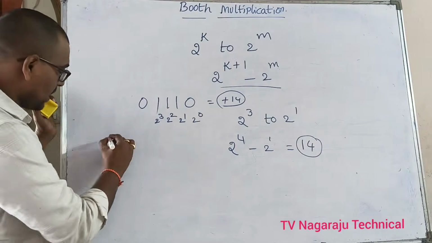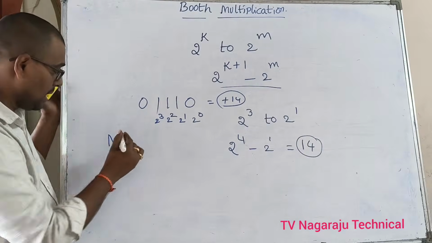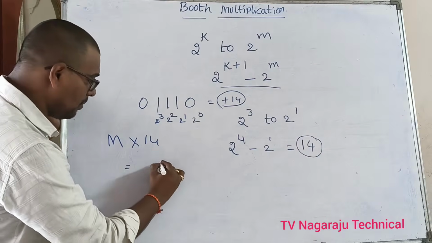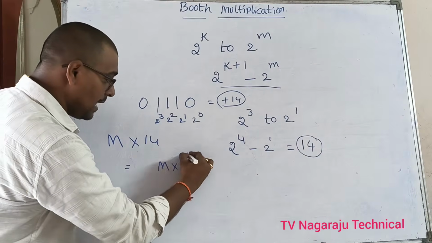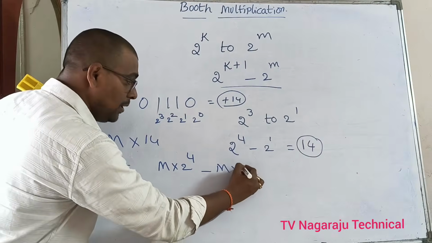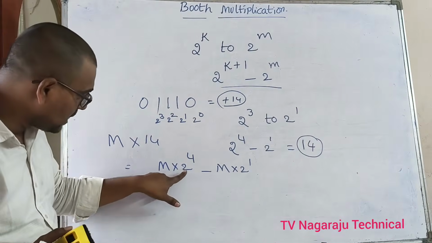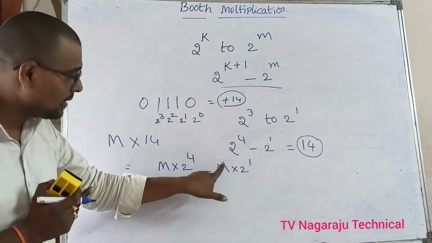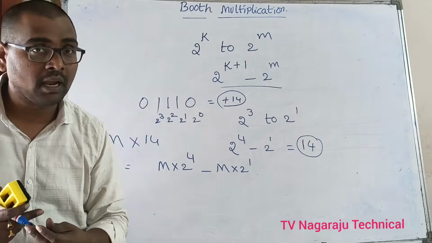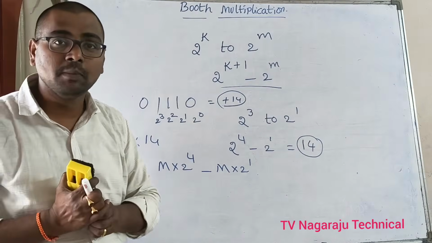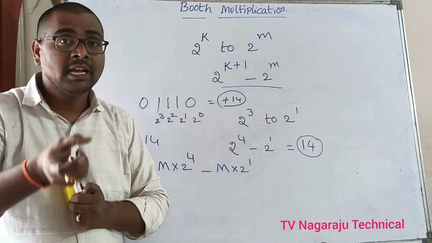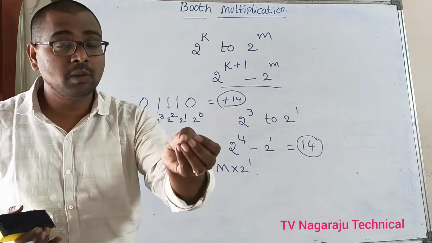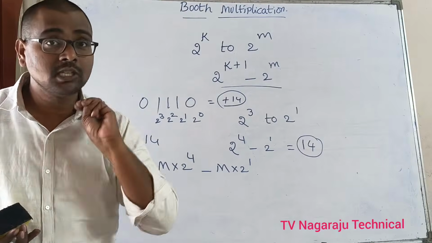Again, for understanding, assume M is my multiplicand, and we multiply it with the number 14. How is the multiplication performed? It is performed like this: M times 2^4 minus M times 2^1. So that is simply left shifting the multiplicand by 4 times and subtracting the multiplicand left shifted by 1. This is the main advantage of the Booth multiplication algorithm. That means here we can add the magnitude, or we can subtract the magnitude, or leave it without any change. Three possible cases are there.